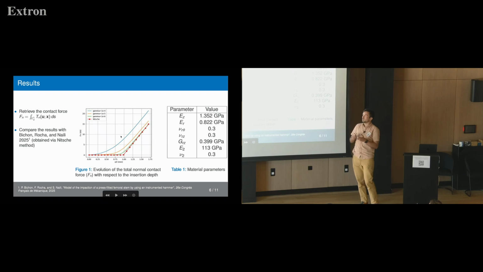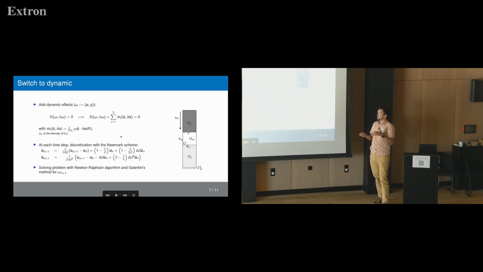Then I retrieved my contact force, and I compared my result with a previous study that I performed using the Nitsche method, which is a more classical approach for contact processing. And here what we observe is that the smaller gamma becomes, the closer the curves get to the Nitsche curves, which is a good point. So here starts my contribution.